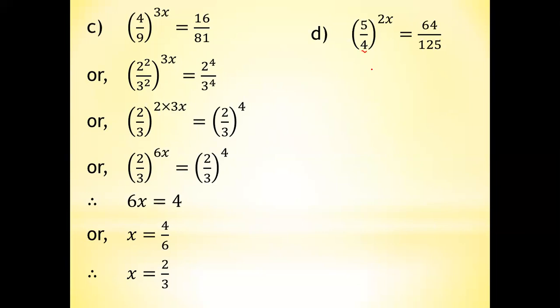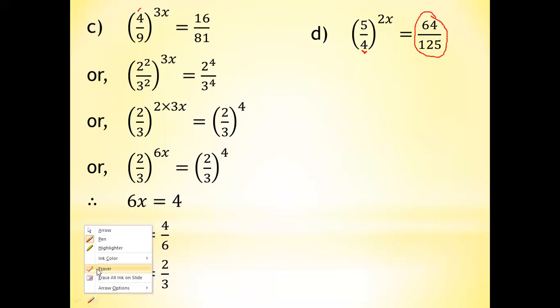I think you can easily compare C and D now. These two questions can be compared easily. Why did we change the 4 there, but why are we not converting the 4 of D? So 5 by 4 remains the same, (5 by 4) whole to the power 2x. But look at the right-hand side. There is 64 by 125.